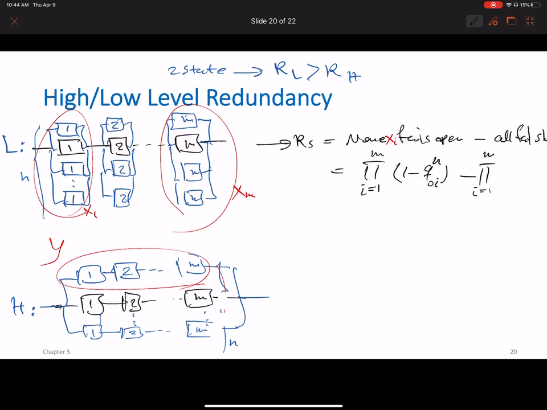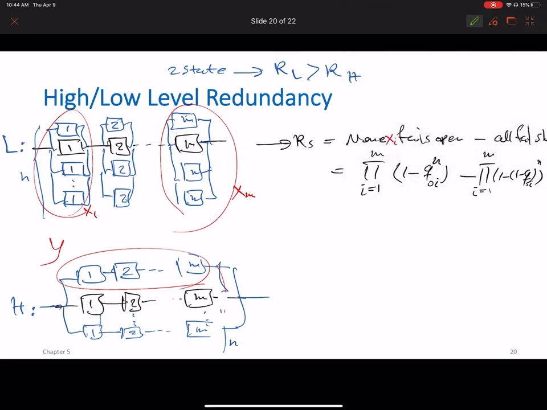If any of those fails short, because they are in parallel, the entire block, the entire X, will fail short. Because of that, I would write one minus Q SI N. So look at it.